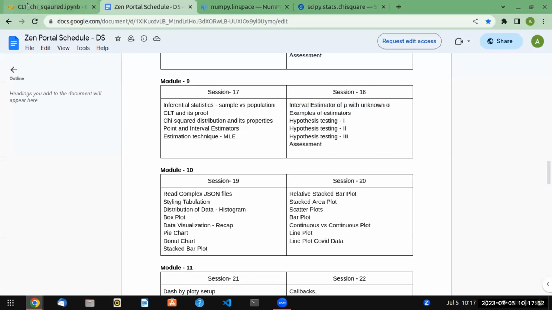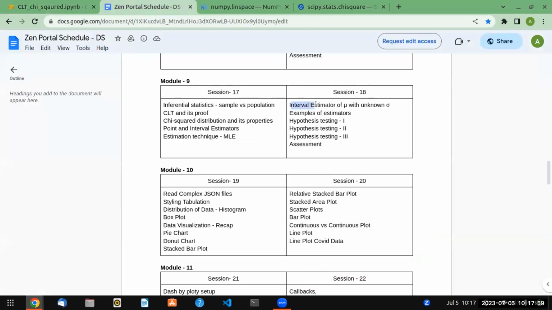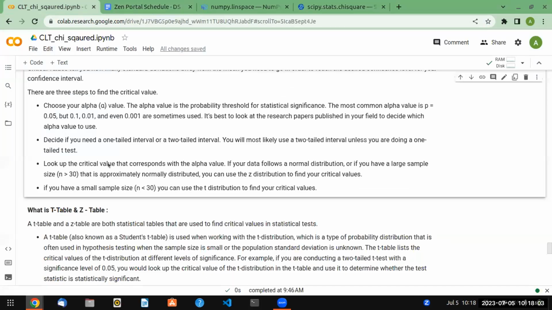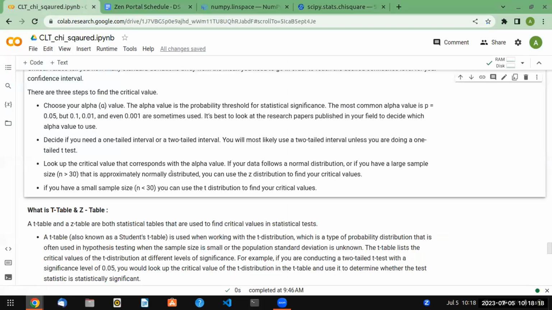This is exactly what we are doing. We are calculating the confidence interval of mu, right? We decided in the 4 points to go for mu with unknown sigma. This unknown sigma means the population distribution is not known. So what we are going to use here is the T distribution.